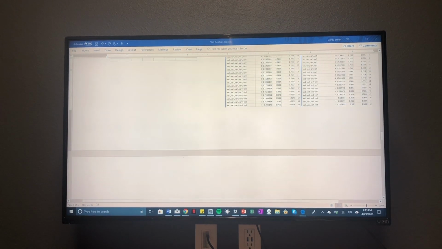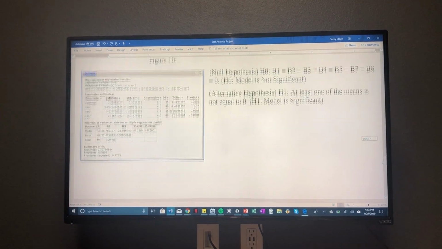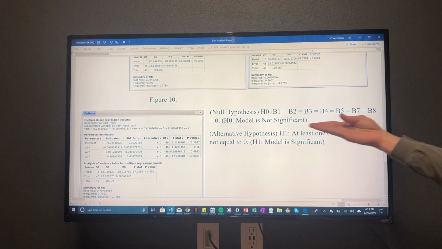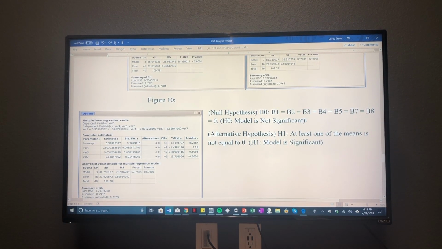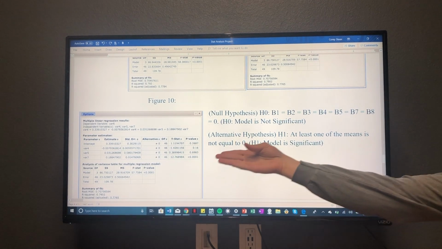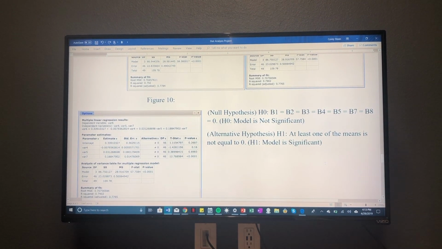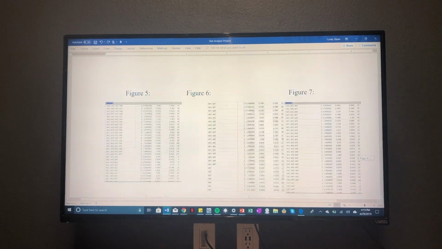We have our null hypothesis, which is all the independent variables equivalent to 0 and equivalent to each other, meaning the model is not significant. And an alternative hypothesis, H1, at least one of these means is not equal to 0. It would mean that our model is significant.